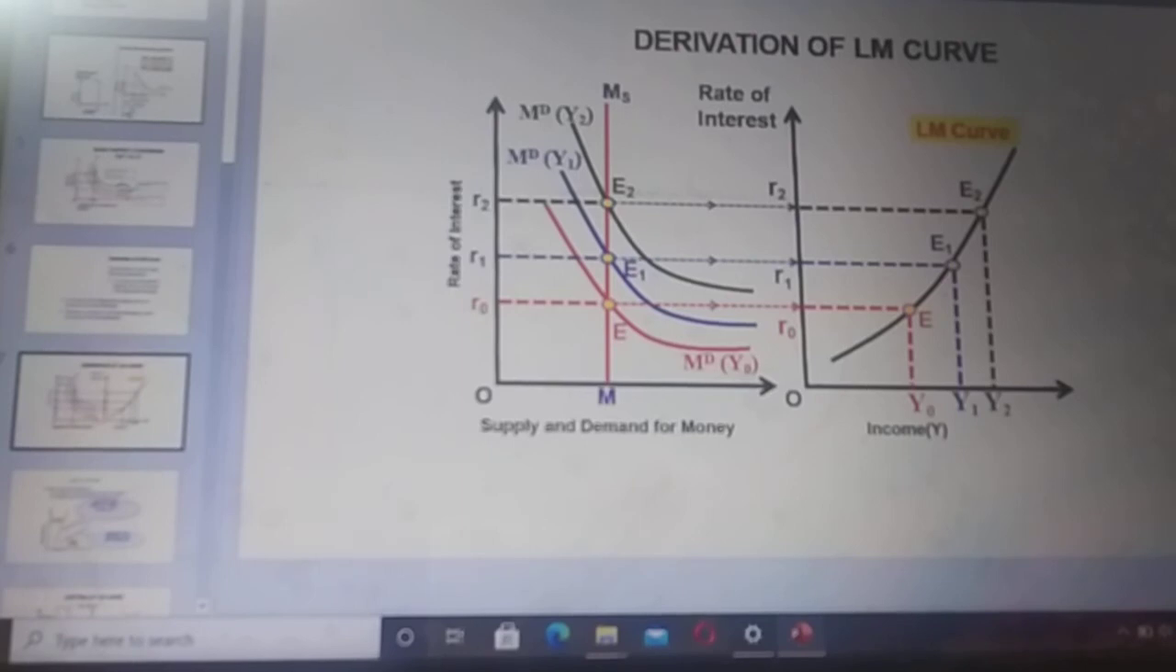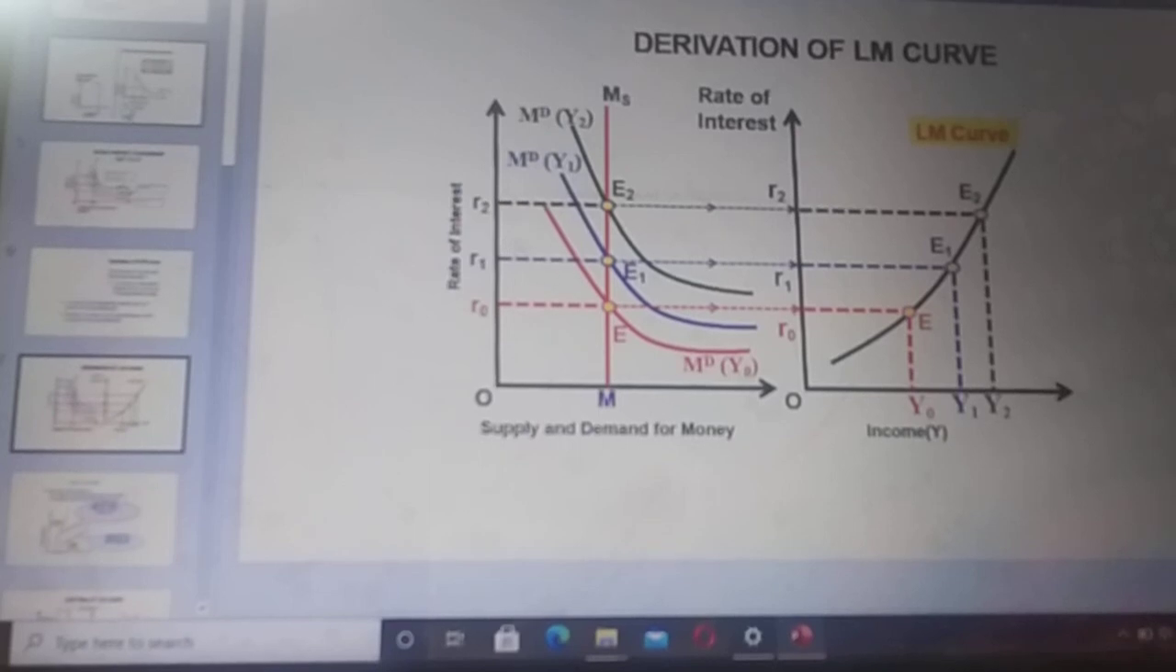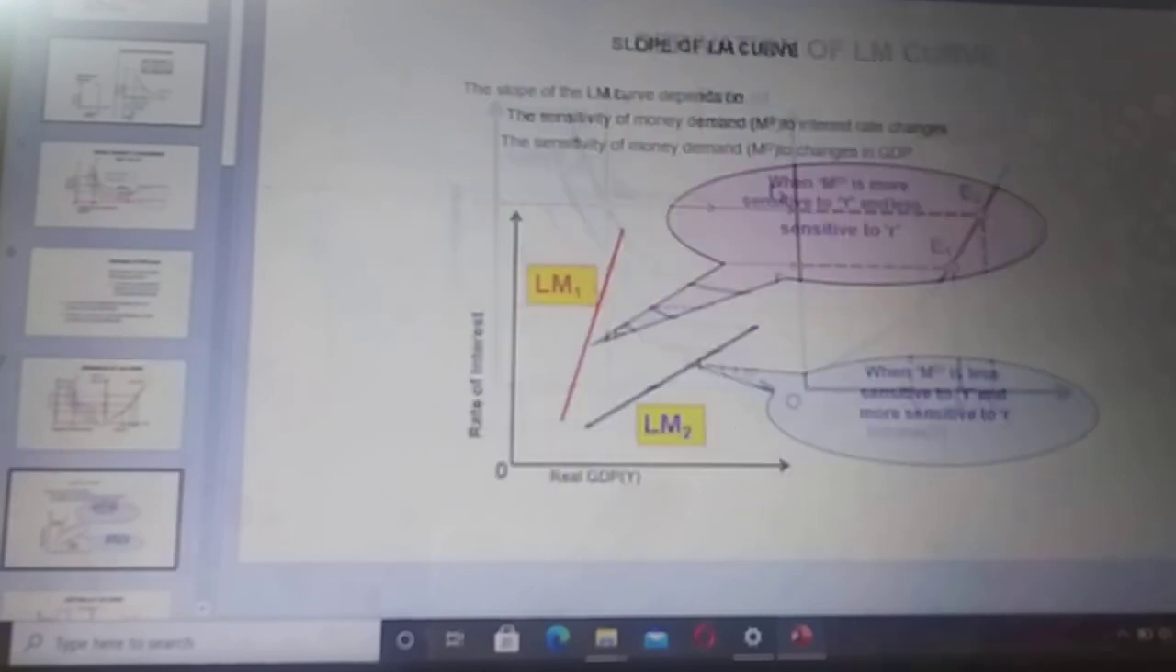By combining all these three equilibrium points, we find our LM curve, the liquidity and money curve, and that is positive sloped, or upward sloping, because there is a positive relationship between the rate of interest and the income level of the people.